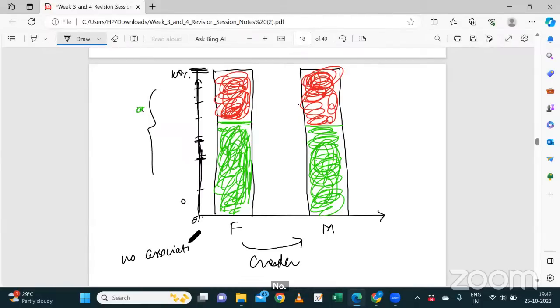Now you will get the idea why we say that if row relative frequencies are approximately the same, then we say there is no association. Is this one clear? Yes, sir.